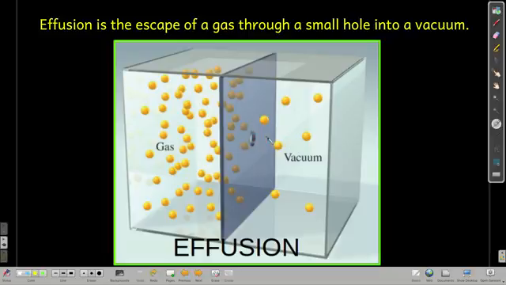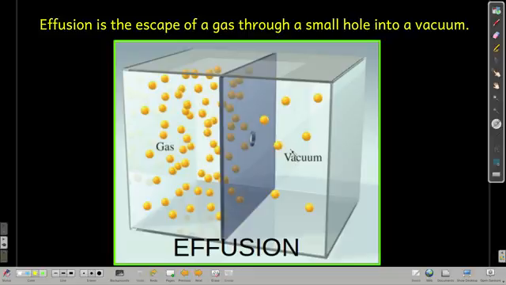Now, when you get the same number of particles over here on the right as you have on the left, then the same number will be going from left to right as are going from right to left, and the amount or the concentration stays constant, even though individual particles are passing back and forth all the time.